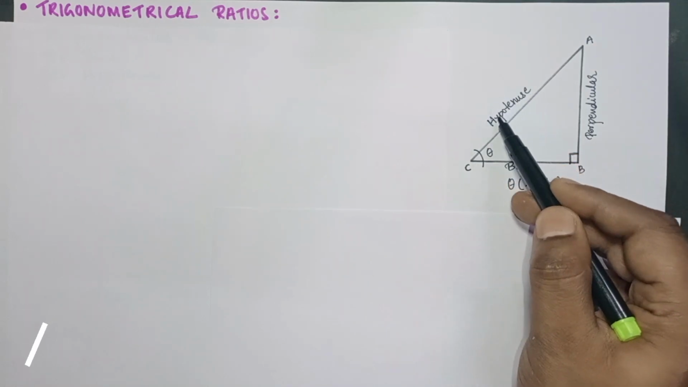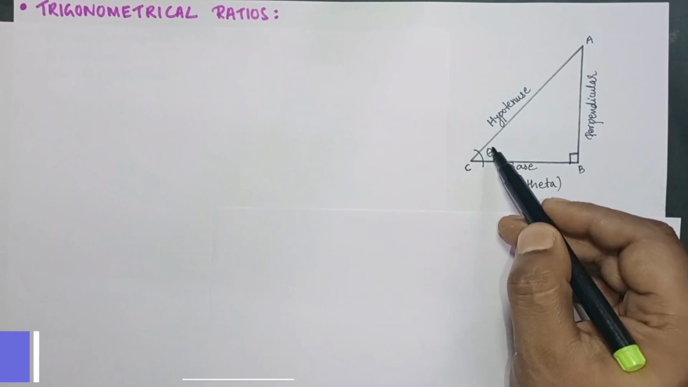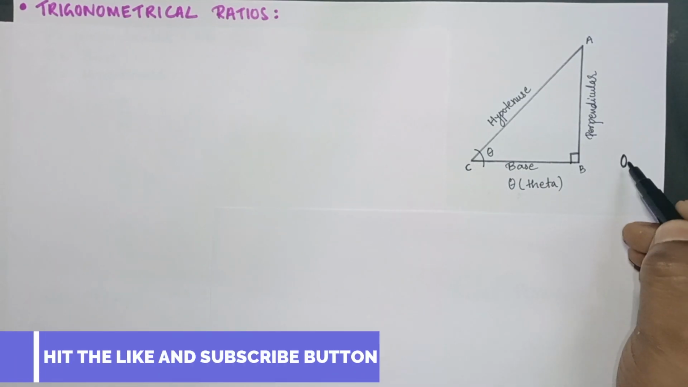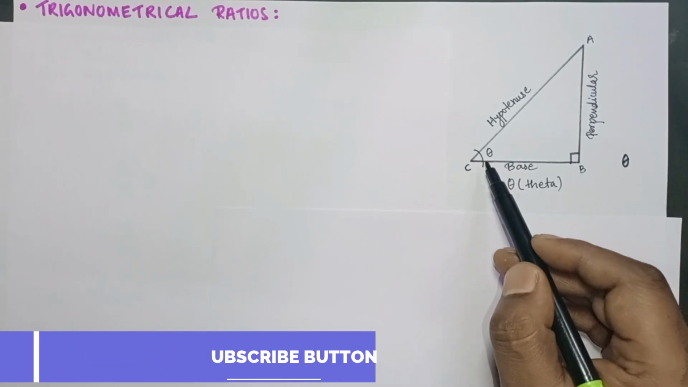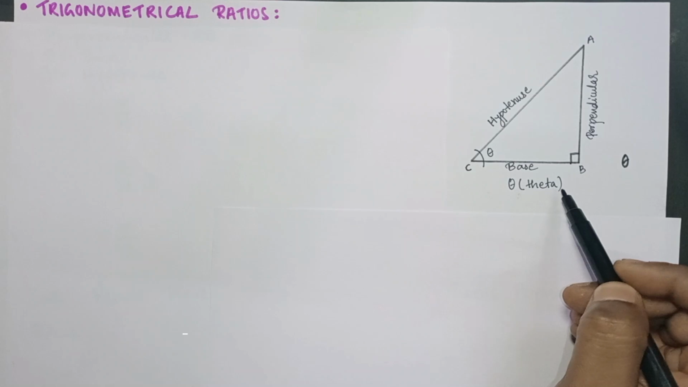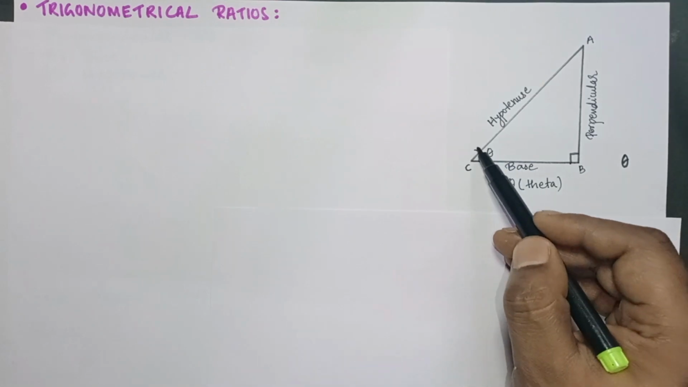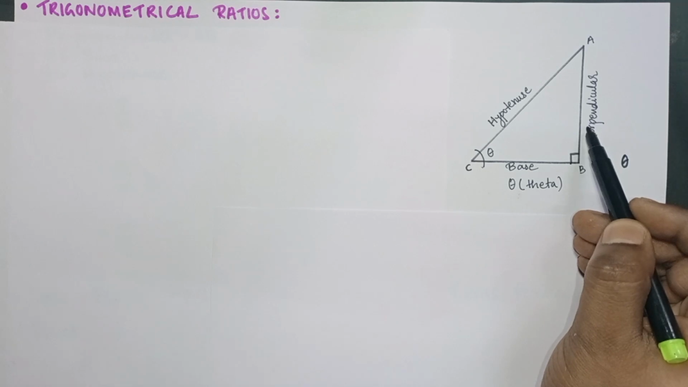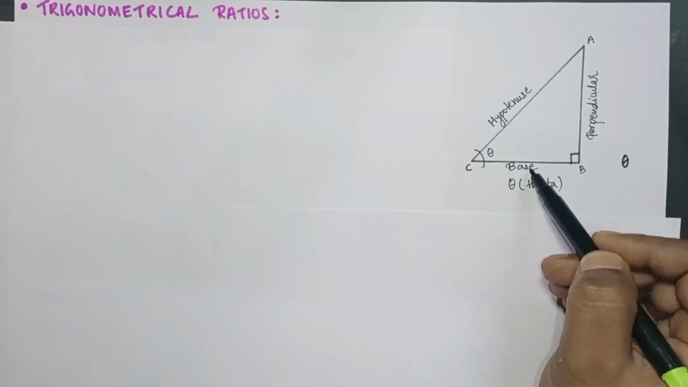So this is my hypotenuse. I am taking this angle as theta. To write theta, just write 0 and cut in the middle. We call it theta. Theta represents the angle. So the side opposite to this angle, we'll take as the perpendicular. Always it will be the perpendicular. And the other one will be the base.